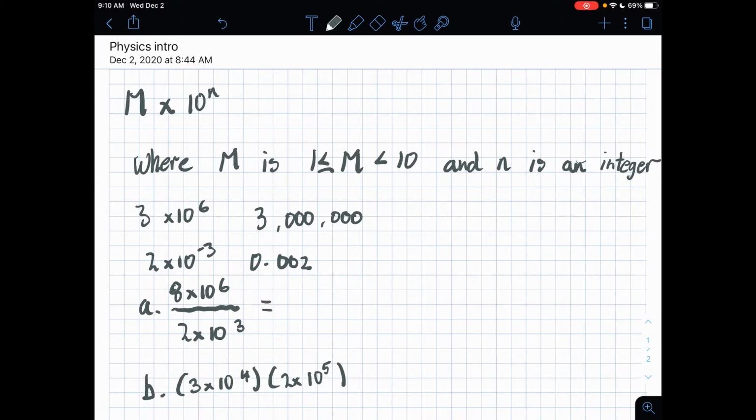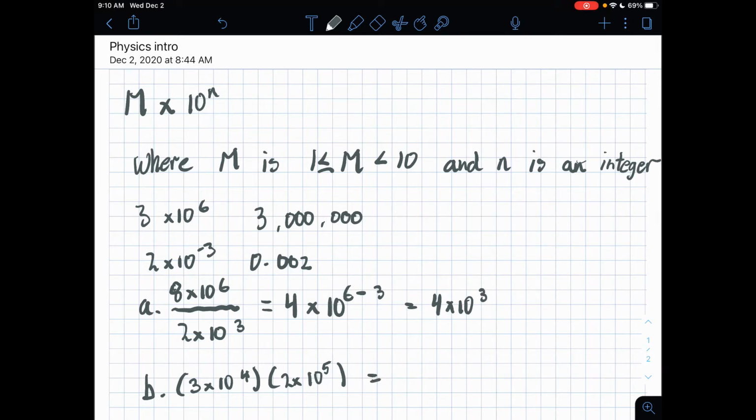Alright, so for the first one, what you want to do is look at the m on both numbers. So the m is 8 as well as 2. You divide those two first and you get 4. And then you look at the 10 to the 6 as well as the 10 to the 3. Since you're dividing, you subtract the exponents, so it'll be 4 times 10 to the power of 6 minus 3, which will equal 4 times 10 to the 3.